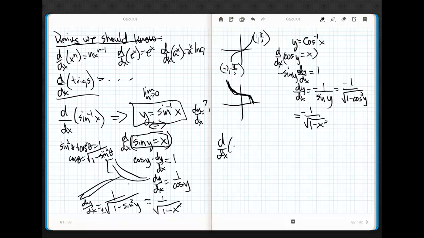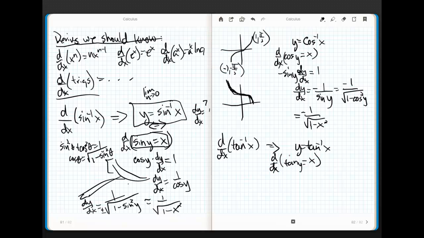How about the derivative of the inverse tan? Inverse tan is actually more fun. All right, why is that -1 there of all places? Okay, so same trick. Here we go. I'm going to do y equals inverse tan of x. Very helpful. I know that tan y equals x.